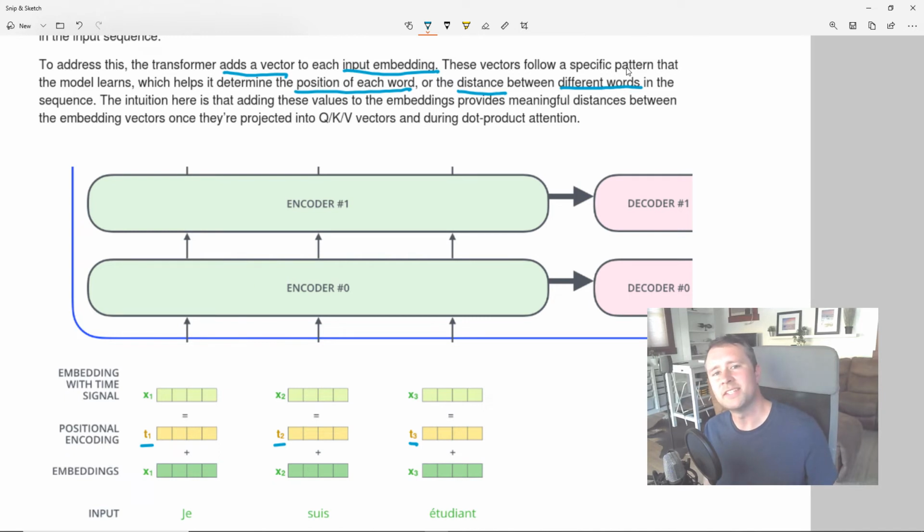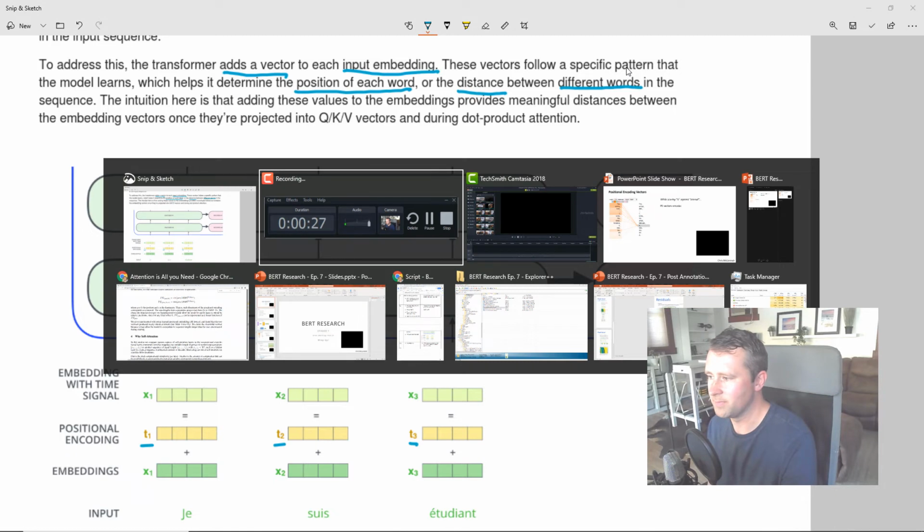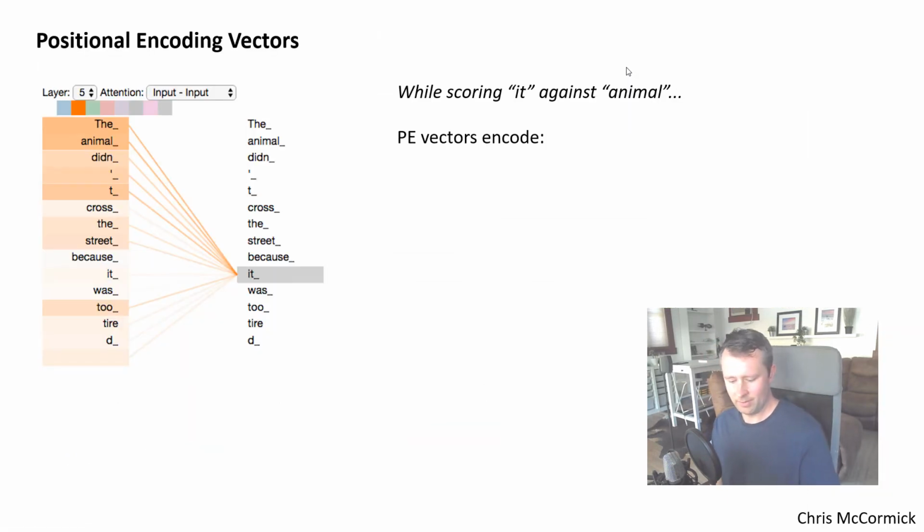So let's look at an example of self-attention and see in more detail what this means. This is an example we looked at earlier. We've got this sentence, the animal didn't cross the street because it was too tired. And right now we're processing the word it, maybe call that our input word. And we're trying to score every other word in the sentence for relevance. And for this example, let's look at the word animal. We're trying to score how relevant the word animal is to the word it.